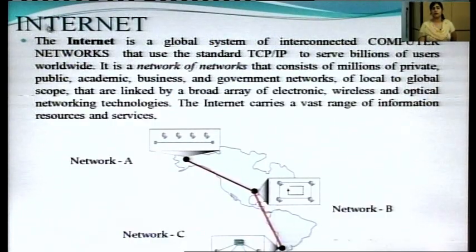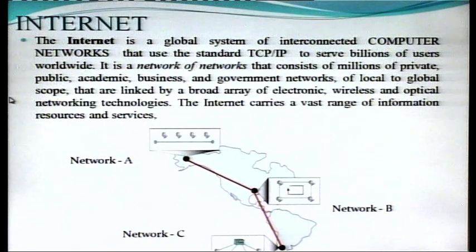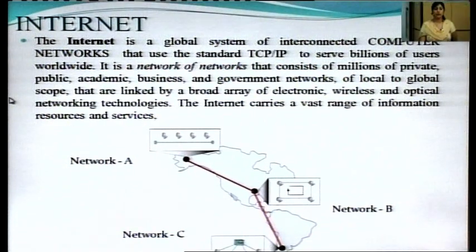Whenever you hear the word internet, the phrase that should come into your mind is network of networks. The internet is a network of networks that consists of millions of private, public, academic, business and government networks of local to global scope that are linked by a broad array of electronic, wireless and optical network technologies. The internet carries a vast range of information resources and services.